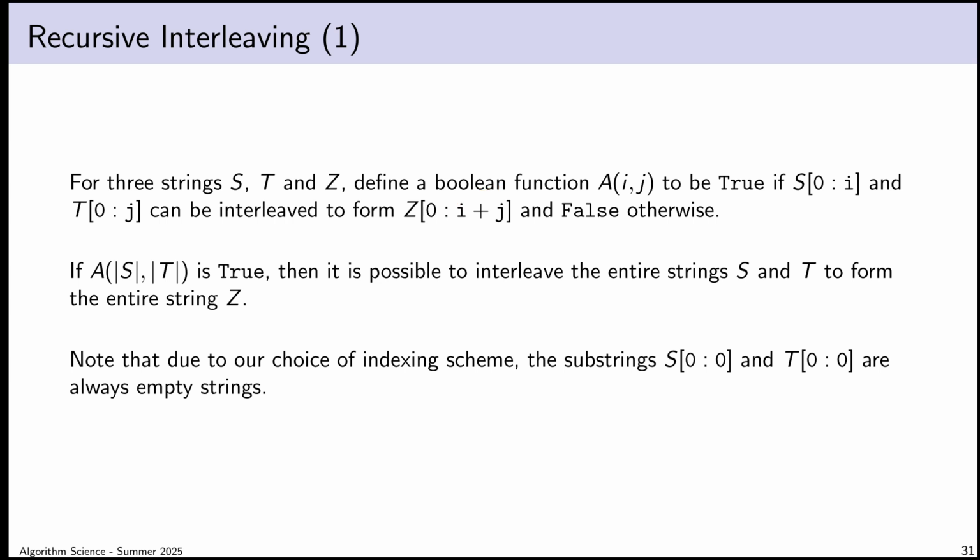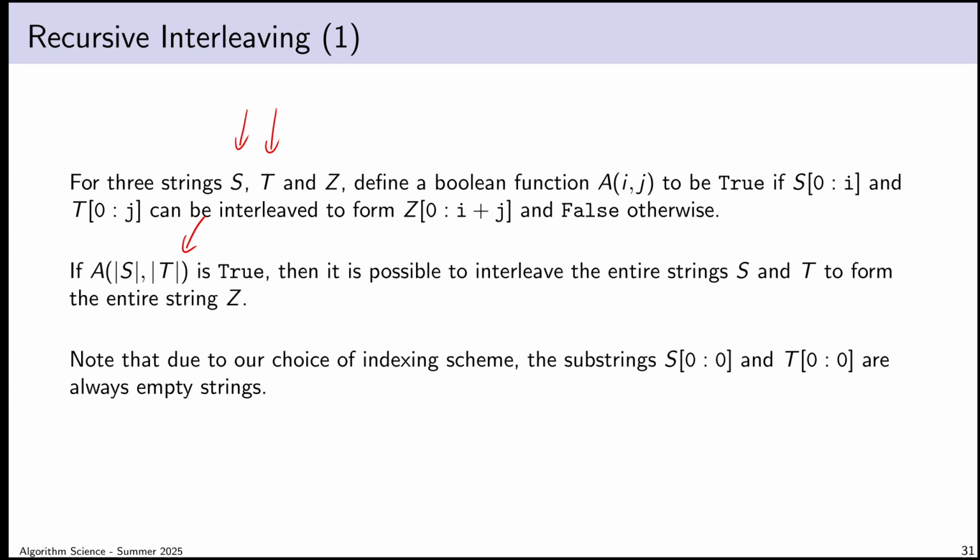So notice that what I'm trying to do here is interleave the first i characters of S and the first j characters of T. Obviously, if I interleave them together, I'm going to get something of size i plus j. So the only time that I care about a particular substring of Z here would be the substring 0 through i plus j. Now, ultimately, the problem I'm solving is I want to figure out whether I can interleave all of S and all of T to form all of Z, which means I'm really asking, is A of size of S, size of T true?